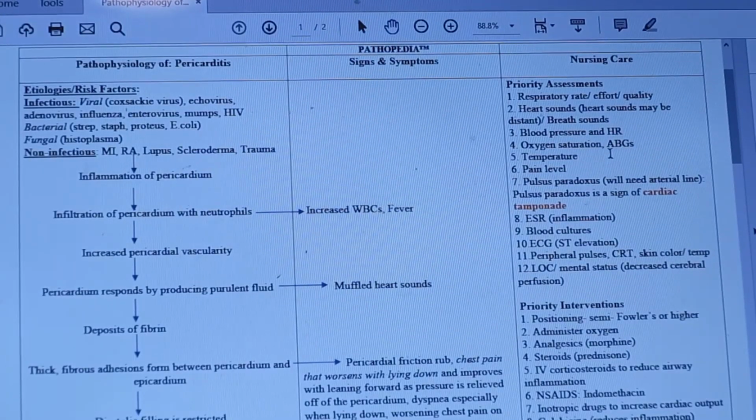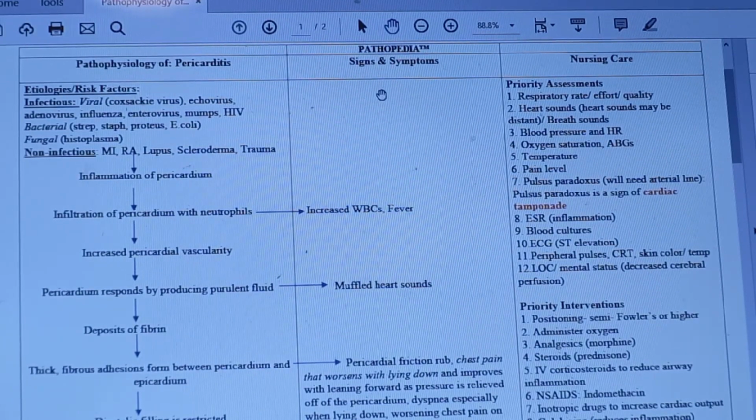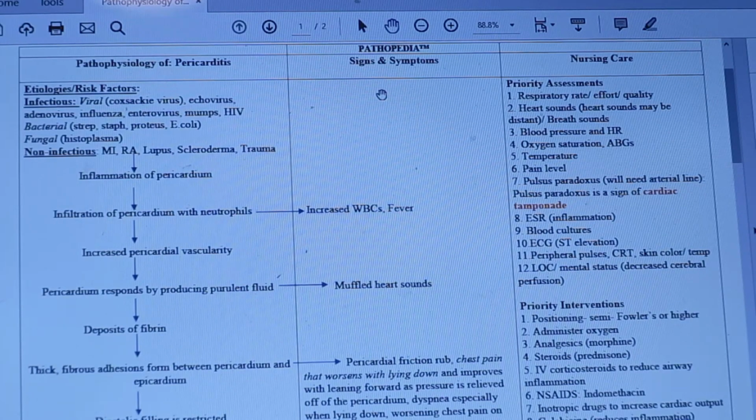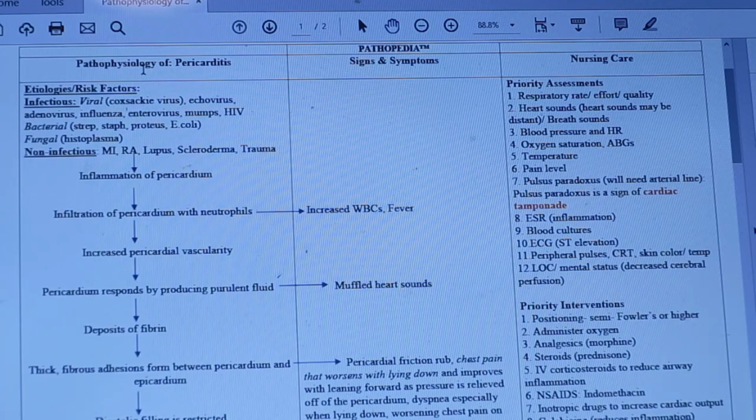So what we're starting off with here is one of the Pathopedia entries that is included in the CV Pathopedia ebook. And this is the Pathopedia for pericarditis. So you see that what you're getting is a chart, and it has 3 columns. And the first column over here has the step-by-step detailed pathophysiology of pericarditis.